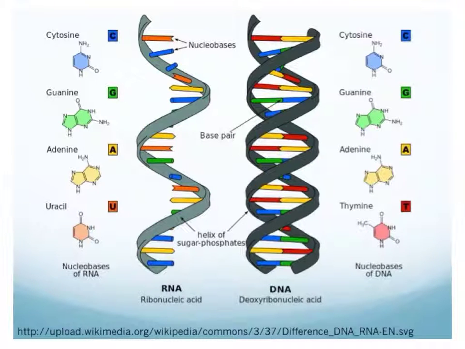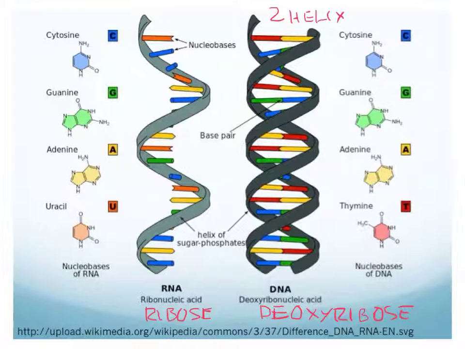Both have essentially the same main ingredients. They both have a sugar phosphate backbone. Only the sugar in RNA is ribose, while the sugar in DNA is deoxyribose, and that's how they get their names. So those sugars and phosphates alternate along and make a backbone. You'll notice that DNA is a double helix, and RNA is a single strand.